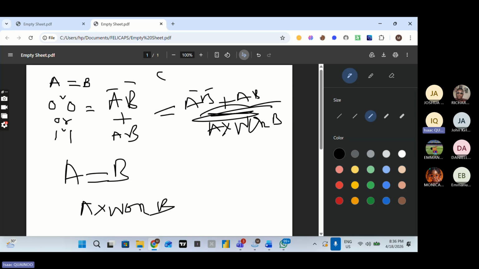Whenever you see A equals B, there is no need even coming to deduce your logic expression. A equals B is the same as A XNOR B. If it is A equals C, it is A XNOR C. Y equals Z, you should know it's Y XNOR Z. Are you together?